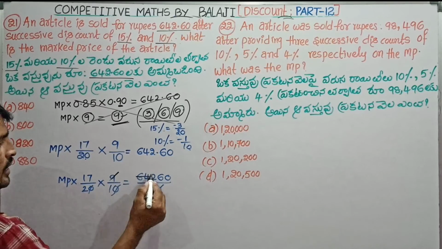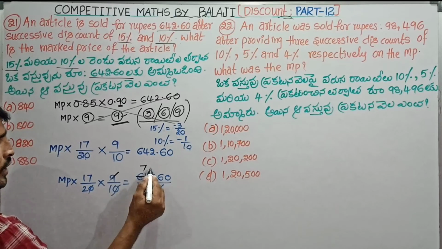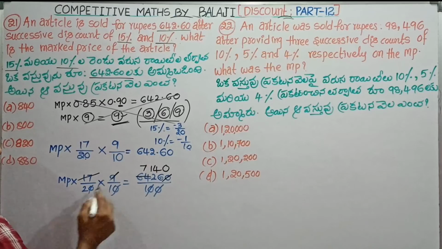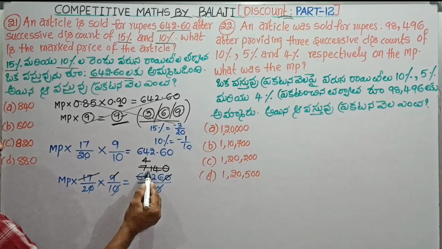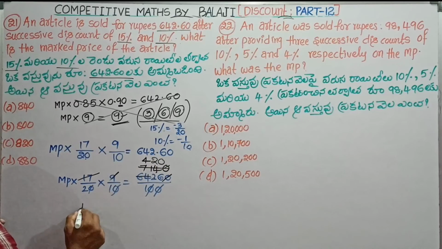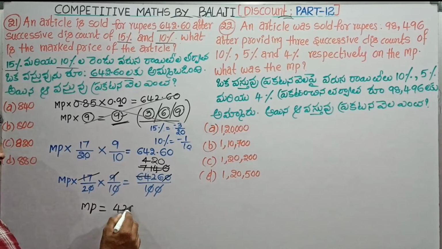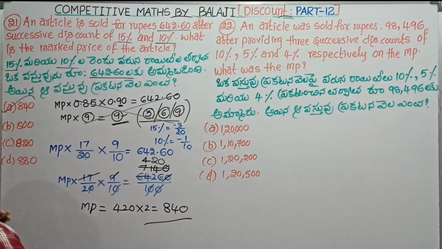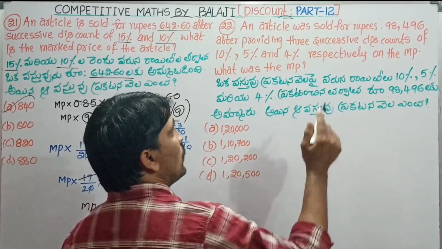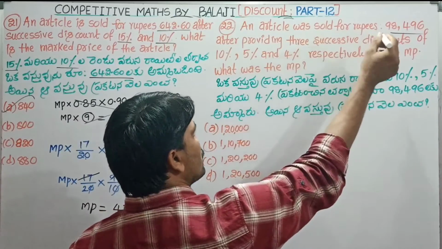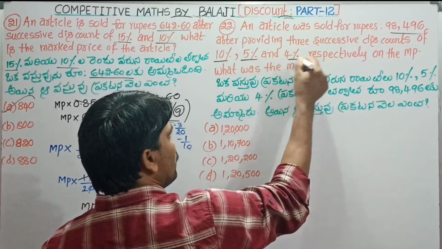In the 9 table, 9 sevens are 63, 1 to 12, 9 ones are 9, 3 remainder, 9 fours are 36, 9 zeros are 0. In the 17 table, 17 fours are 68, 3 4 is 34, 17 twos are 34, 17 zeros are 0. So market price by 2 equals 420. So market price is 420 into 2, that is 840 rupees. So the answer is A.